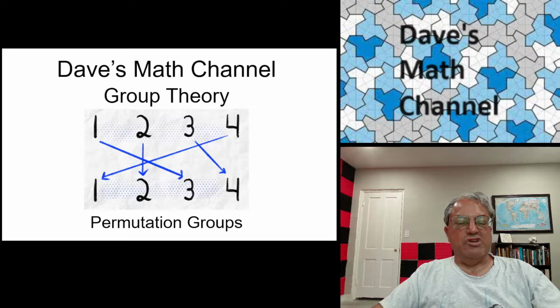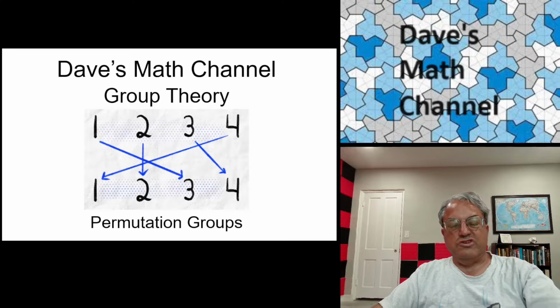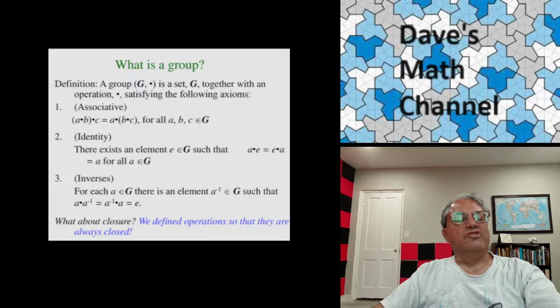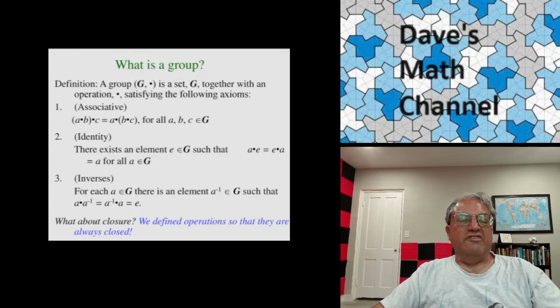Today I'm going to talk about another important class of groups called permutation groups. Here's an example of a permutation on this slide, but I'll get into that more later. So first I have to review what a group is again. I did this in the last two videos, might as well do it in this one too.